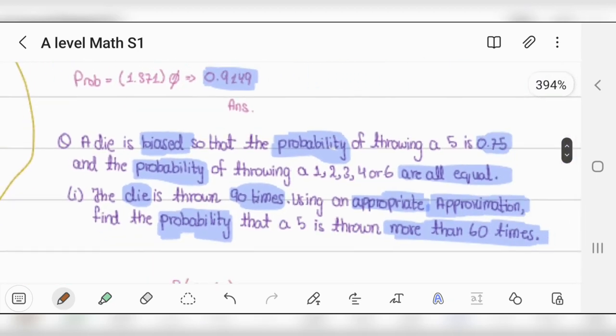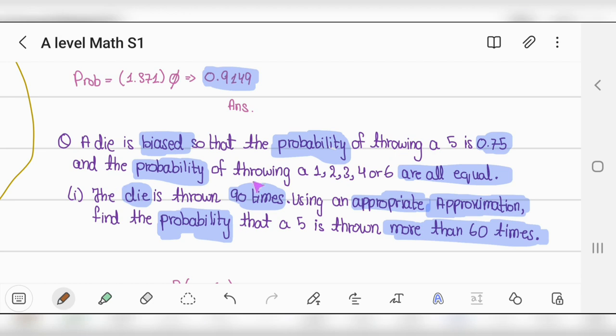Now in here the question is, a die is biased so that the probability of throwing a 5 is 0.75, and the probability of throwing 1, 2, 3, 4, 6 are all equal. The die is thrown 90 times. Using an appropriate approximation, find the probability that a 5 is thrown more than 60 times.